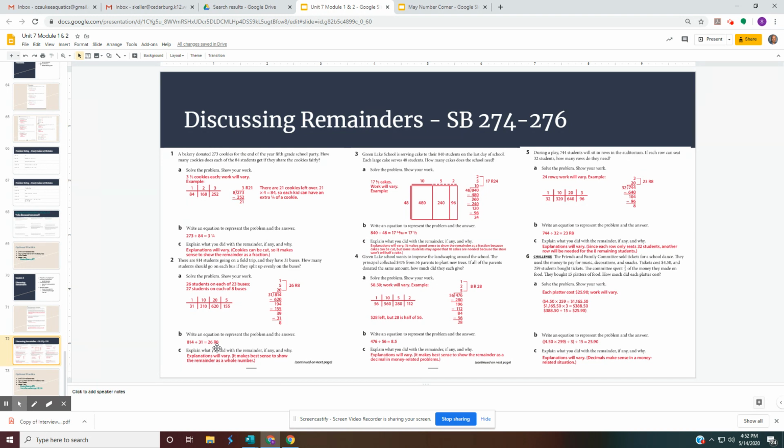So how many cakes does the school need? We're using an array method. Okay, so we have our 48, and then here we have our 840 students, because one cake serves 48 students. So then we have to start breaking it down.